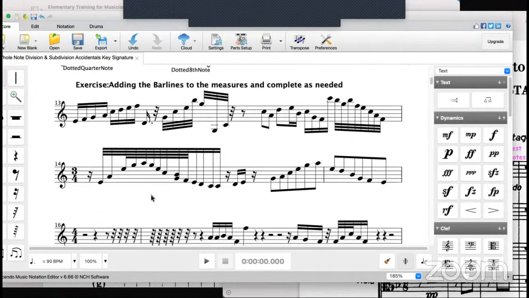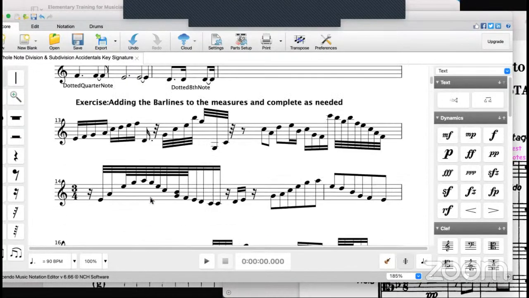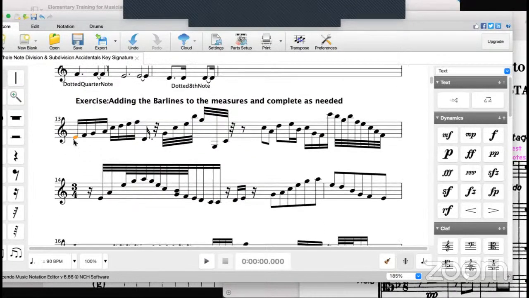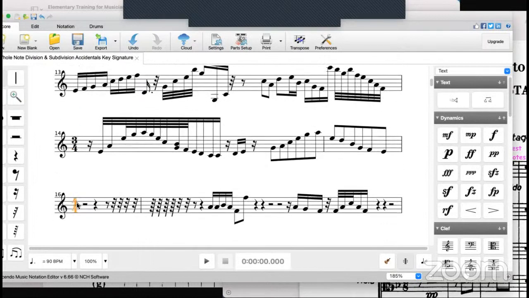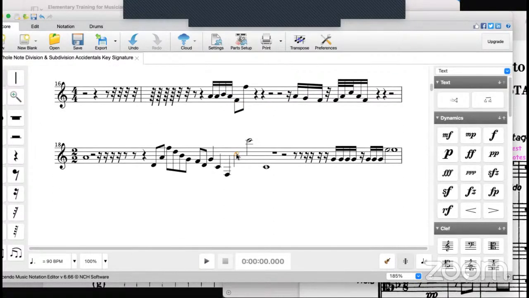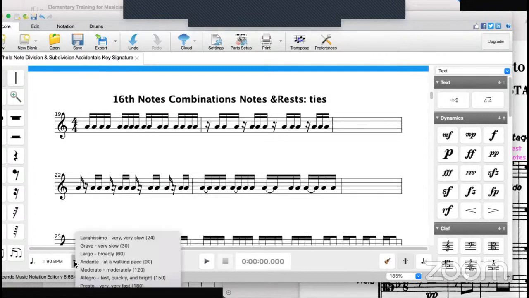Let's do one exercise here. The exercise that is in your files is to add the bar lines here. The time signature is 4/4 here. Here is 3/4, 4/4. Just add the bar line after you count. Let's do an exercise.